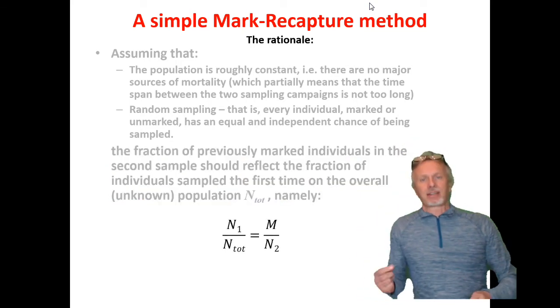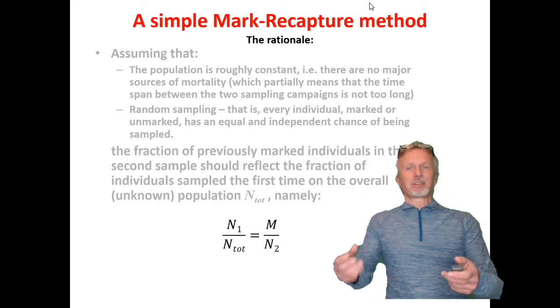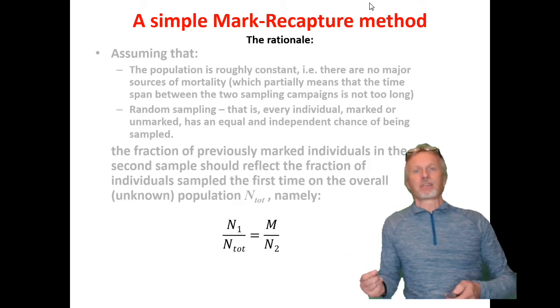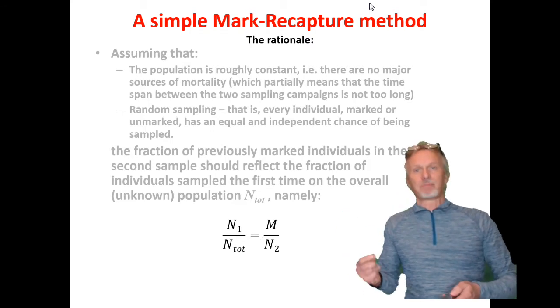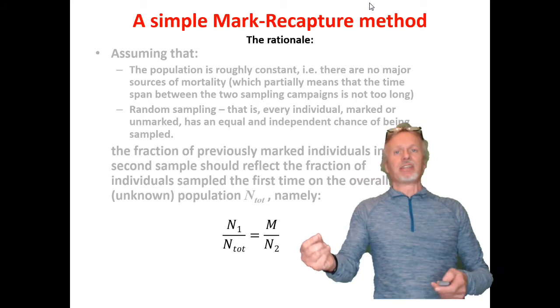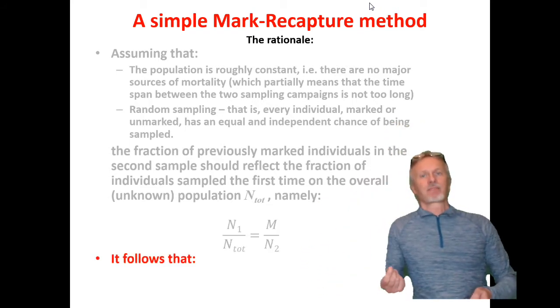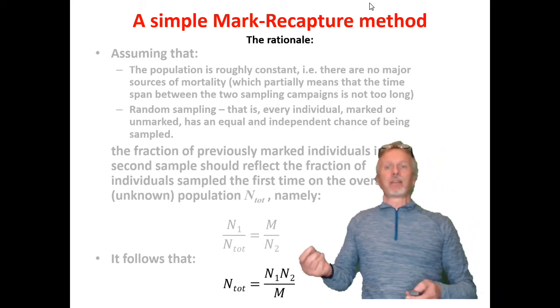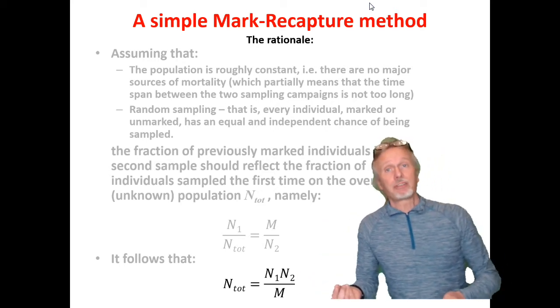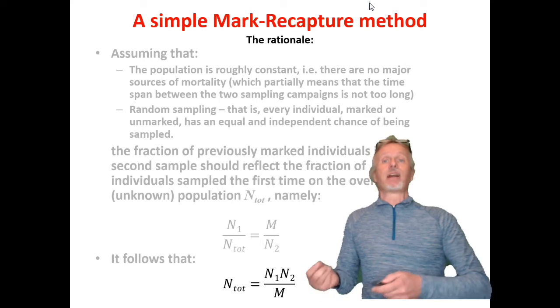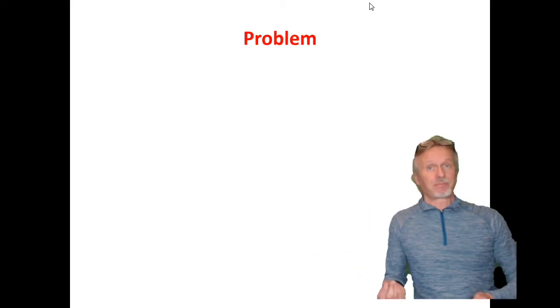So basically, that is what we're using. The fraction of N1 over N tot should be equal to the fraction of marked individuals in the second sample. And if that is the case, it follows that we can compute the total number of individuals in the population as the product of N1 and N2 divided by M.